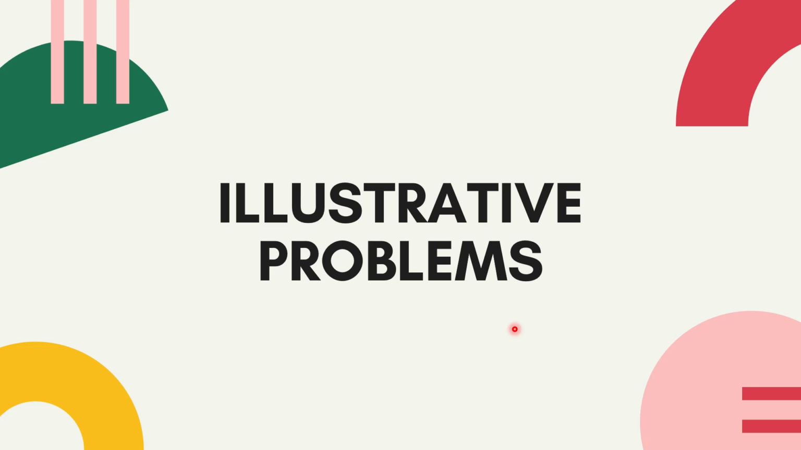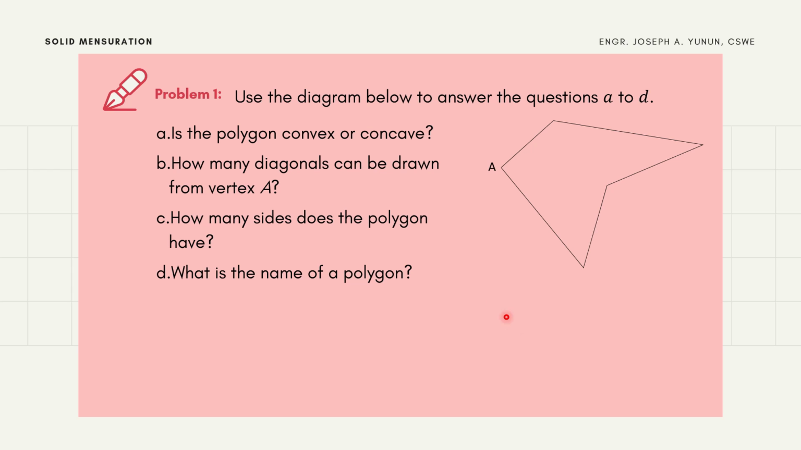Let's have some illustrative problems. Use the diagram below to answer questions A to D. A, is the polygon convex or concave? B, how many diagonals can be drawn from vertex A? C, how many sides does the polygon have, and D, what is the name of the given polygon? For letter A, is the polygon convex or concave?